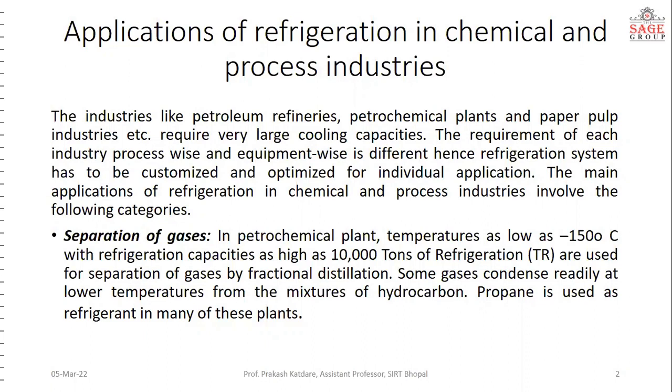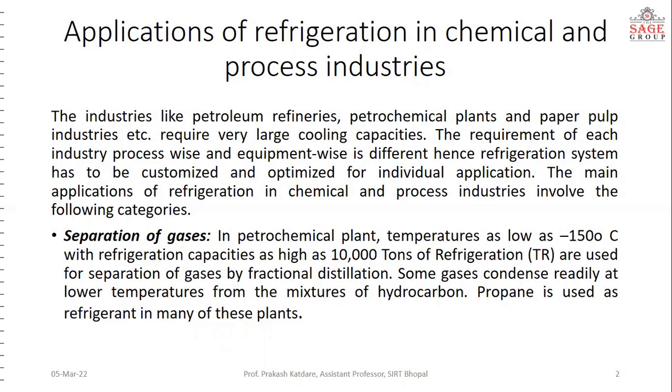The industries like petroleum, petrochemical plant, paper pulp industry require very large cooling capacities. The requirement of each industry, process-wise and equipment-wise, is different. Hence, the refrigeration system has to be customized and optimized for individual application. The main application involves the following categories. Firstly, separation of gases.